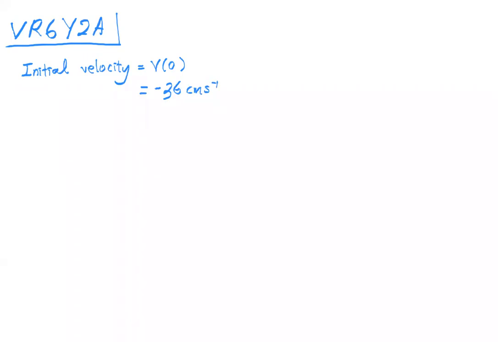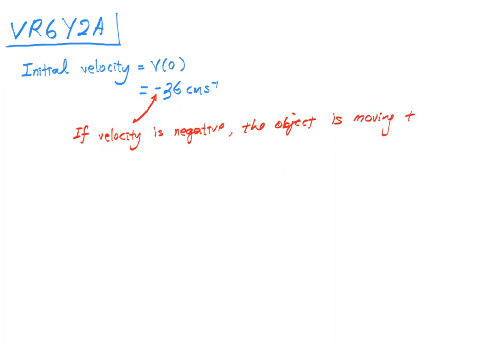Okay, when you say negative 36, that will show you the direction. So if you want to know which direction the particle is moving, you find the value of the velocity. Okay, now I point to here. So if velocity is negative, then the object is moving to the left.